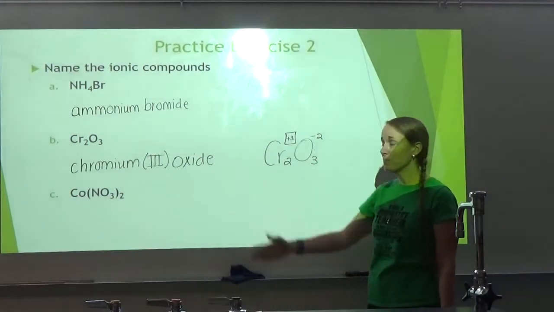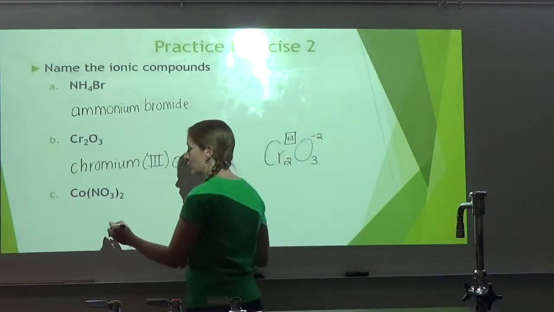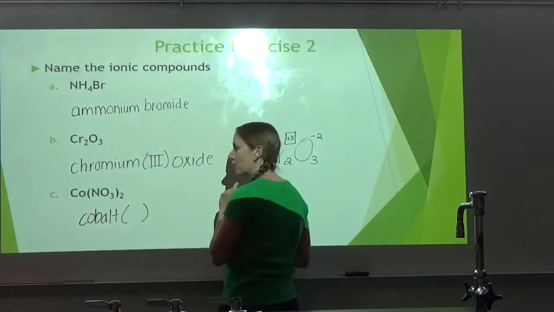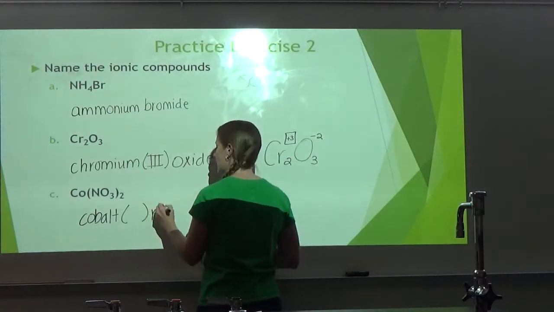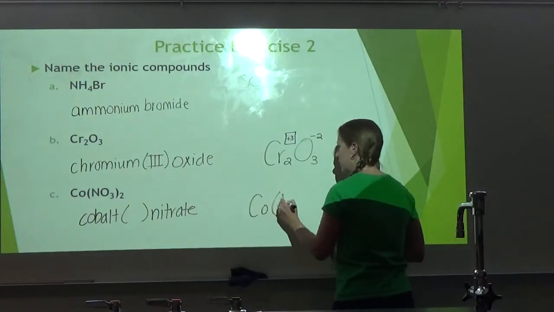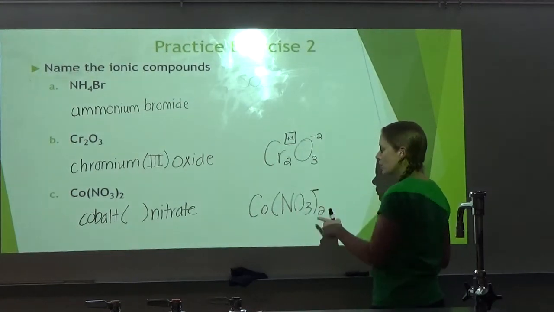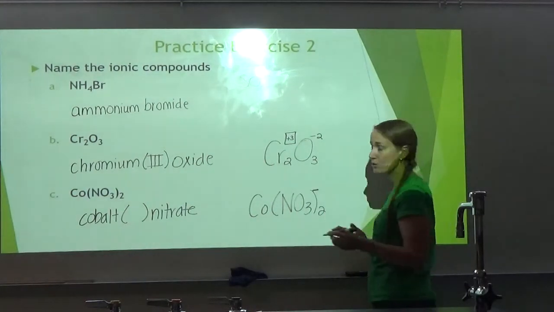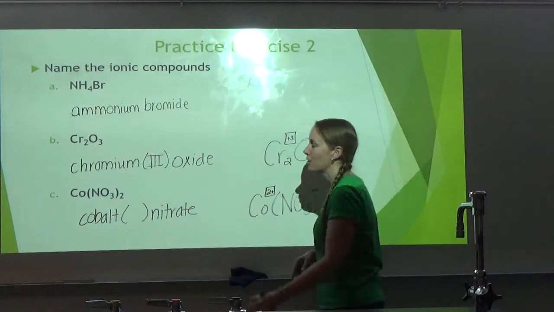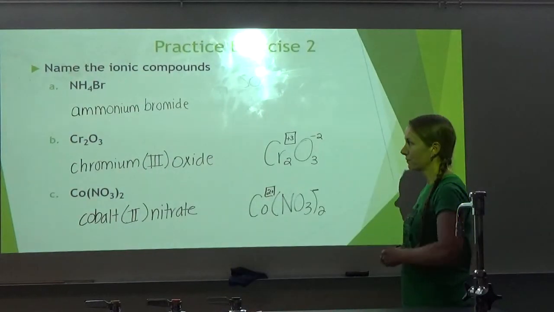And so our bottom one. Hopefully you're getting these right, because hopefully you're trying them. Our bottom one, we have Co, which is cobalt. It is a transition metal, so I am going to need the Roman numeral, and NO3 is nitrate. Again, I know NO3 has a -1 charge, but there's 2 of them. So what cancels out a -2? A +2. So once I know it's a 2, I put a Roman numeral 2 there.